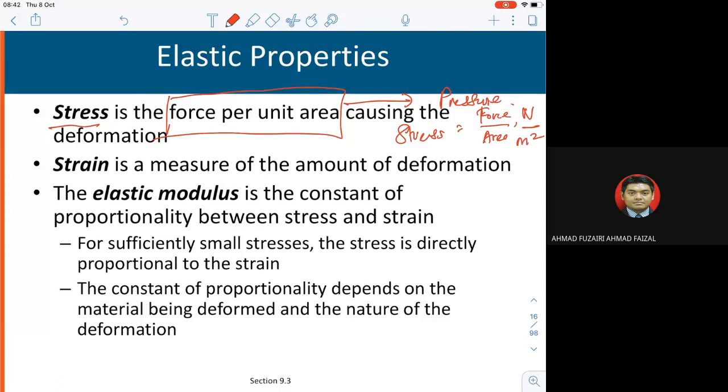And how about strain? So the first property of elasticity is stress, and number two is strain, which is the measure of the amount of deformation. The elastic modulus is the constant of proportionality between stress and strain. So how is that the difference? If you have an elastic modulus, what is the value? It should be like this.